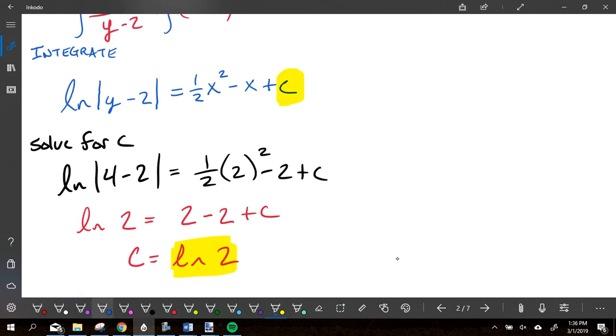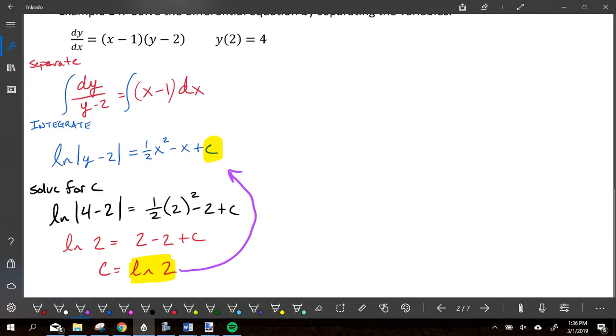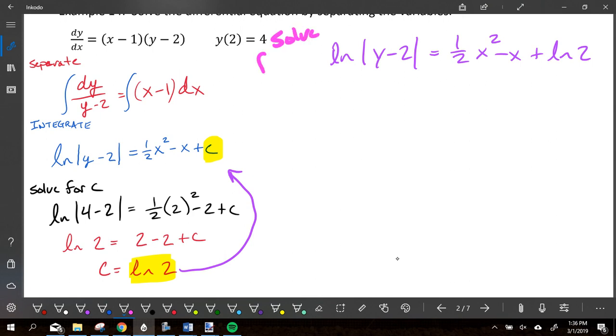Once I've found that C, what am I going to do with it? Plug it in. We solve for C. We plug it in. Now I've got this problem right here. The natural log of absolute value y minus 2 is equal to 1/2 x squared minus x plus the natural log of 2. I plugged in C. Once I've plugged in C, my fourth step to this problem is what? Solve for y.